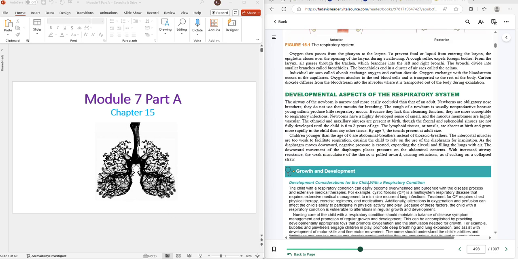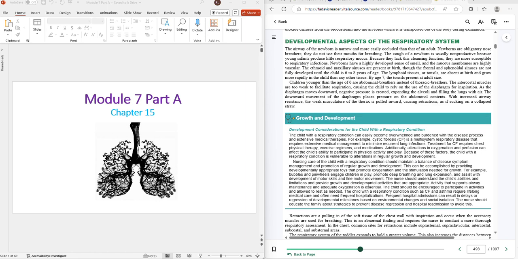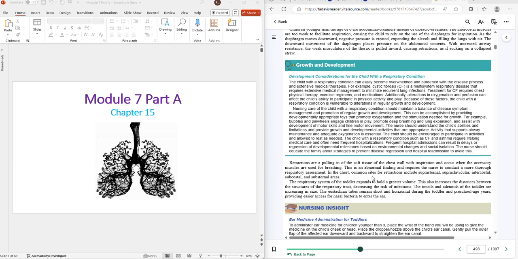Developmental aspects. We have something in newborns that are called retractions. This is like if you're sucking on a collapsed straw. It pulls inward, the thorax pulls inward. You can see it through the rib cage. And I'll show you some videos in class on what this is. But it is a respiratory distress mechanism. Okay.